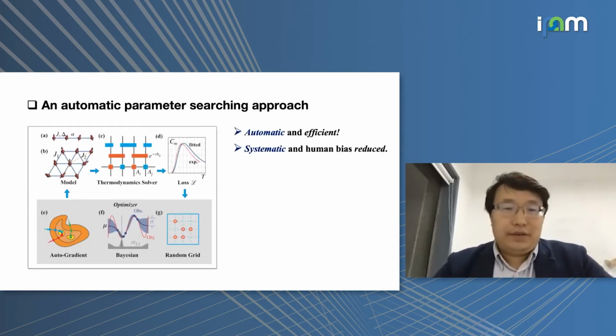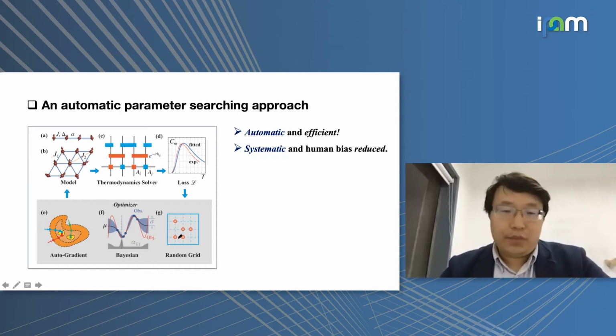So this is the whole procedure now. We have a model, right? We start from some model with some parameters, and we give this to the thermodynamic solver. It could be a thermal tensor network approach, right? Then we compute the thermodynamic quantities, these curves, and compare them to the experimental data, from which we can compute the fitting loss, right? And then we let the optimizer determine which is the next model we should try.